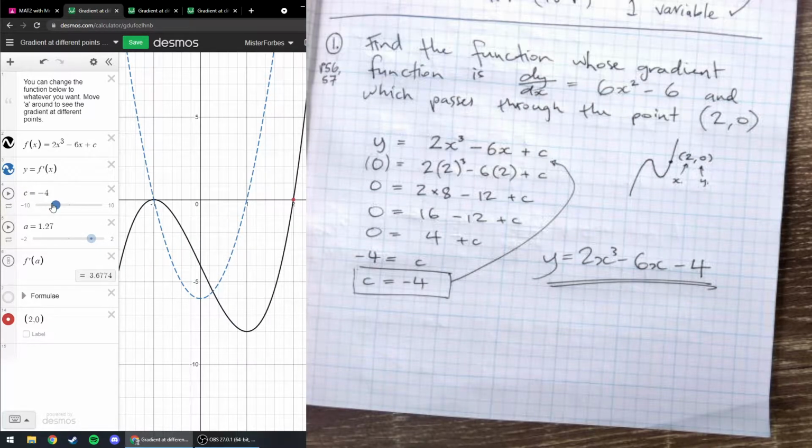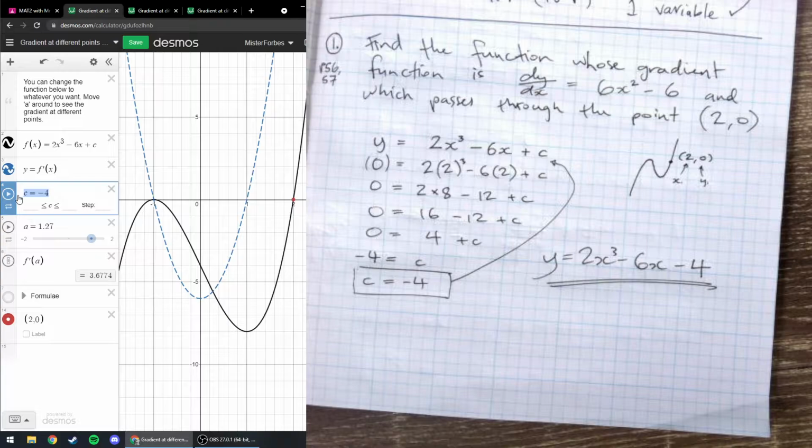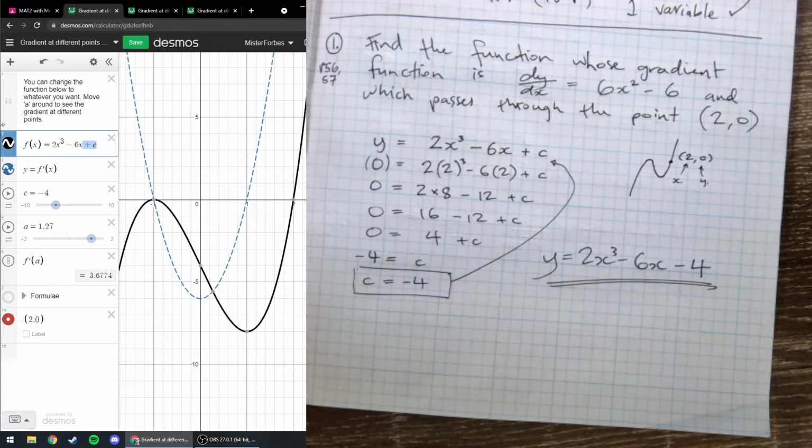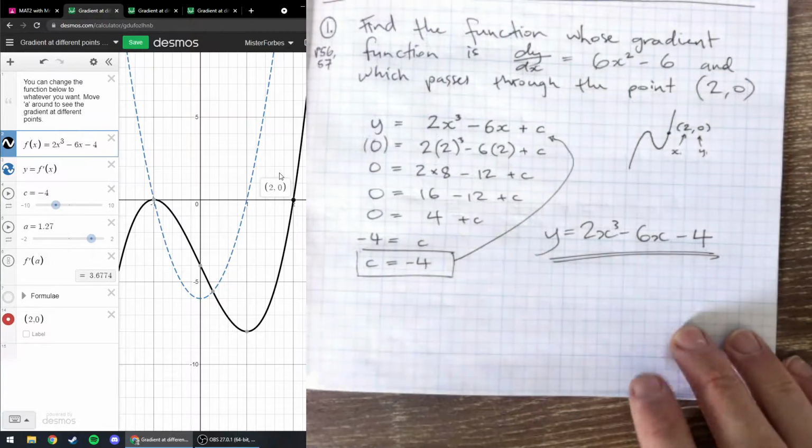So see how there's only actually one time where that solution works. So we keep moving it until it perfectly fits in there. And it turns out it's when c is equal to -4. So that's how we were able to substitute that in, make it -4, and then that is the function that passes through the point (2, 0).